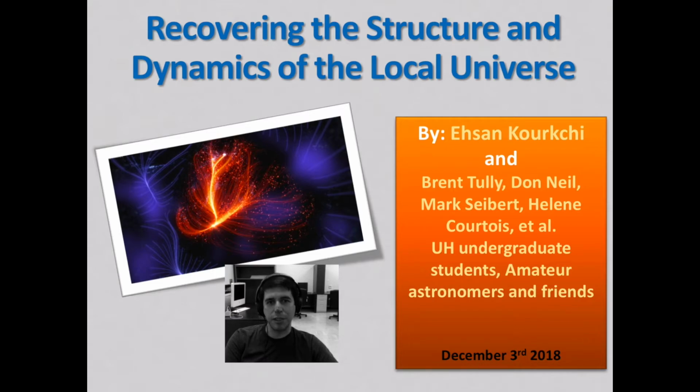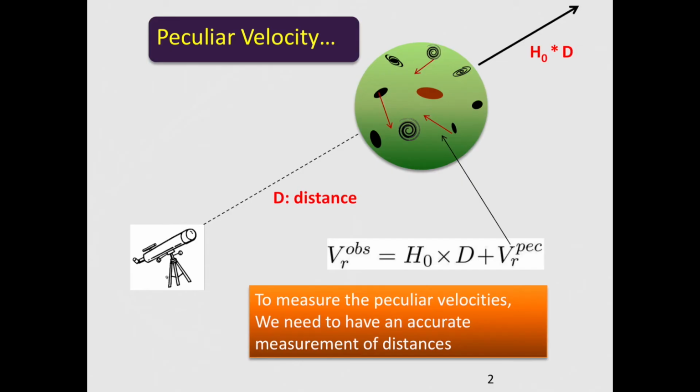The main goal of our research is to map out the density structure of matter in the local universe. To do so, we need to measure the relative velocity of galaxies, known as peculiar velocities. However, as we observe galaxies from the Earth, the measured radial velocity is a superposition of the global Hubble expansion rate and the peculiar velocity.